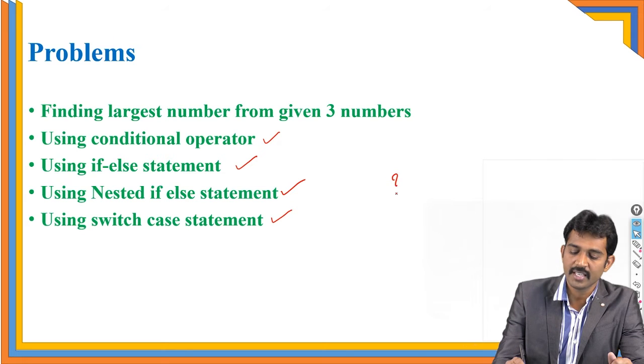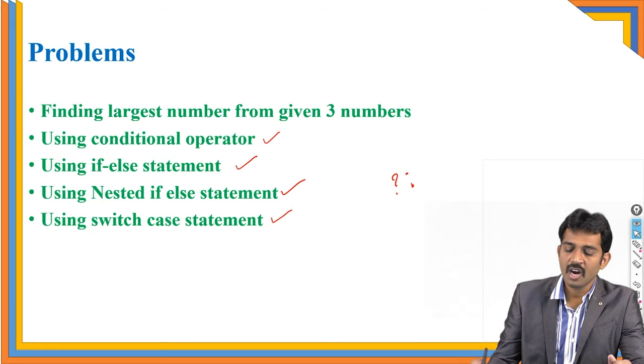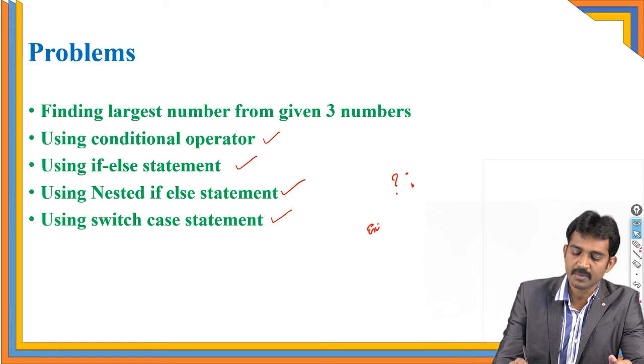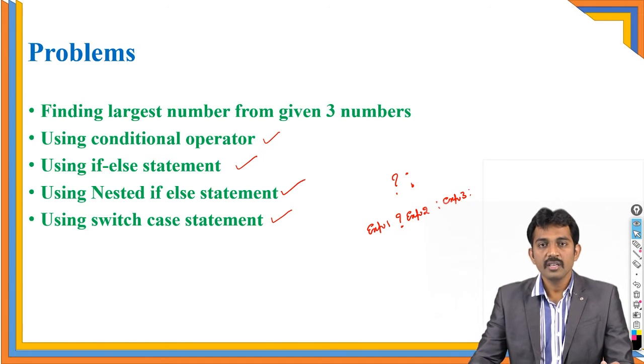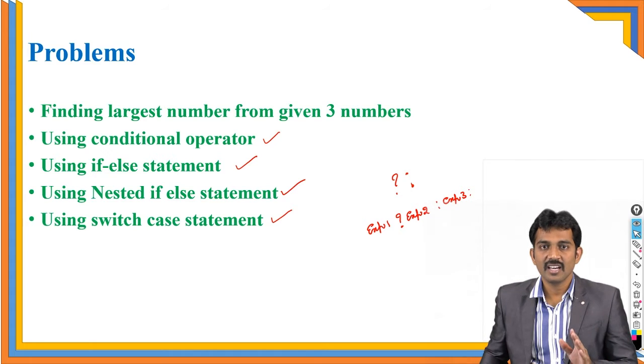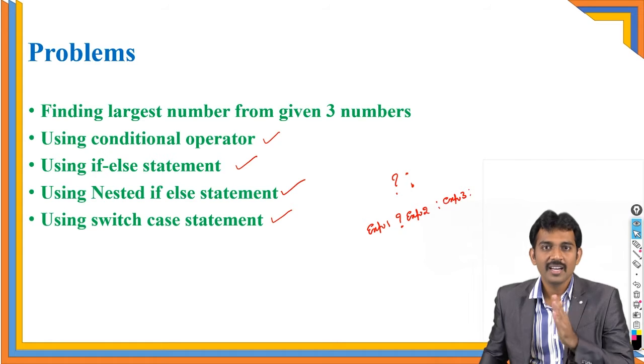The conditional operator format is like this. How will it work? See, expression 1: if the condition is true, then it executes expression 2. If the condition is false, it executes expression 3. So, this is the conditional operator. We will implement finding the largest number from the given three numbers using the conditional operator.